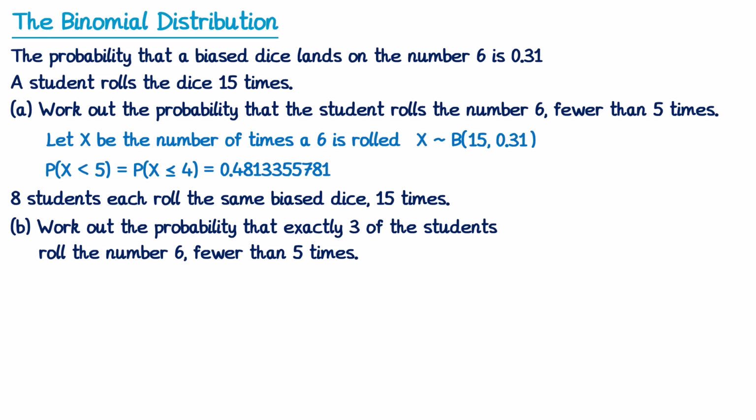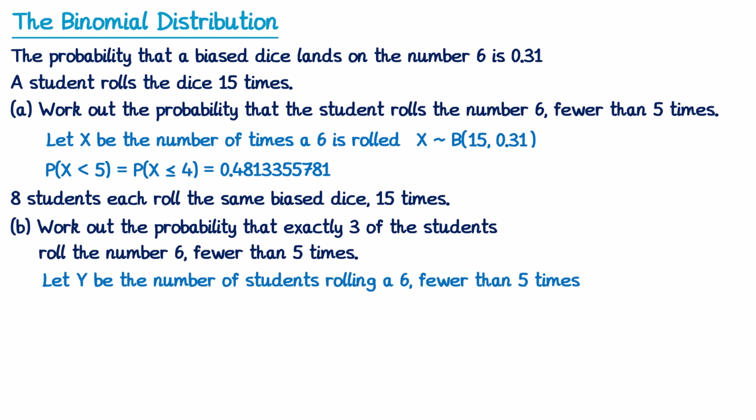And in the previous one, we worked out the probability that the number 6 came up fewer than 5 times for one particular student. But now there are 8 students. For this question, we would say let y be the number of students rolling a 6 fewer than 5 times, and remember there are 8 students, so y could be any value from 0 to 8.